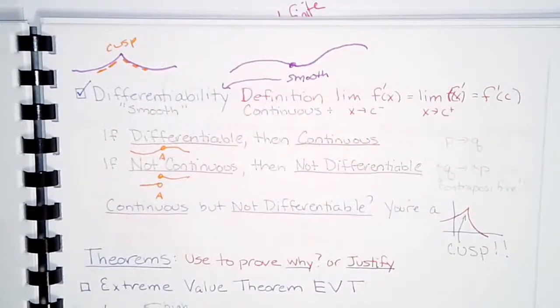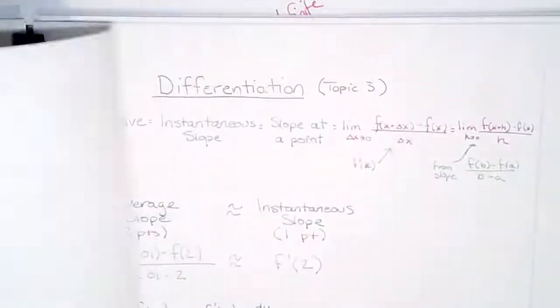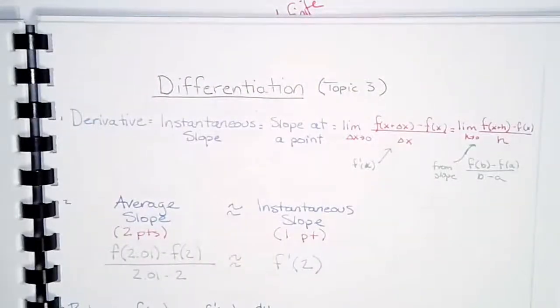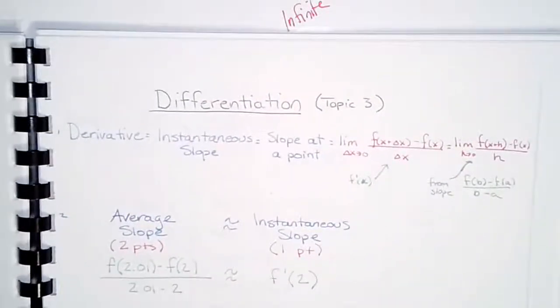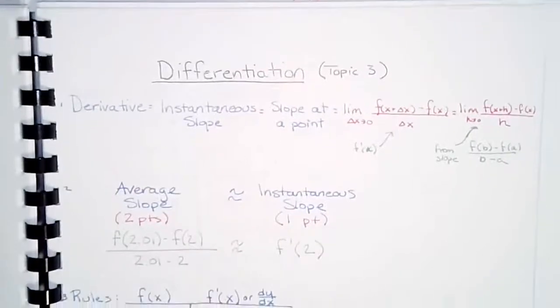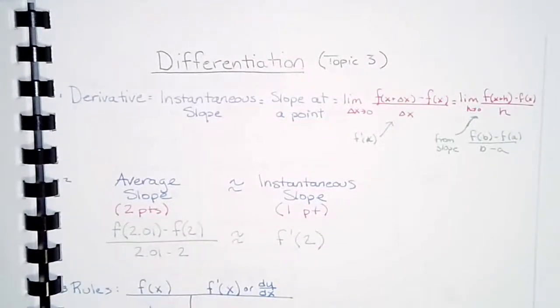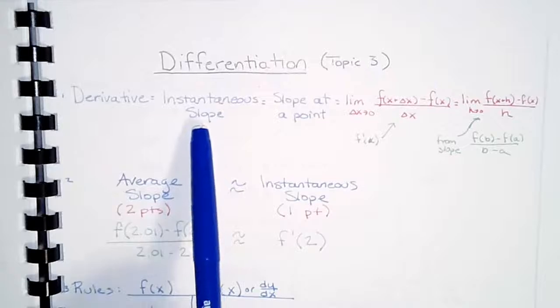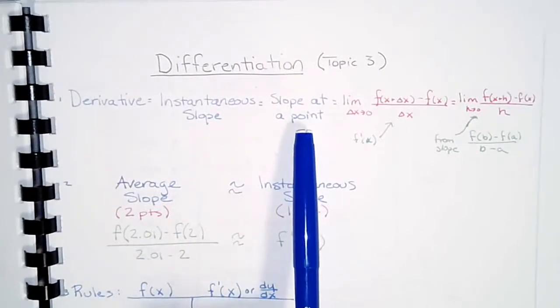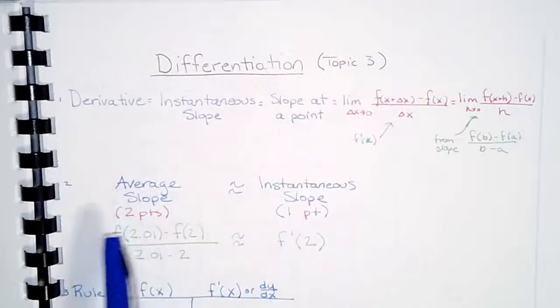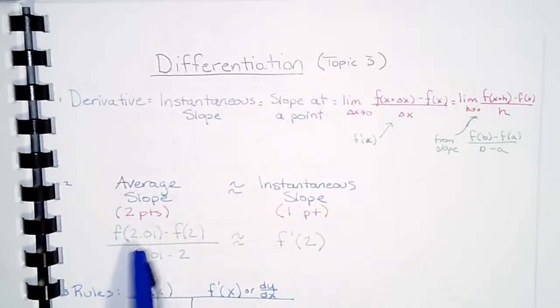So let's just talk about differentiation, our last topic for today. And differentiation is just taking derivatives. That's all it is. Differentiation is derivatives. It means instantaneous slope. It means slope at a point. Now the big difference between average slope and instantaneous slope is that average slope uses 2 points, and instantaneous slope uses 1 point.